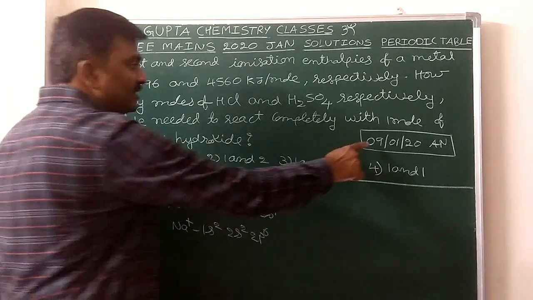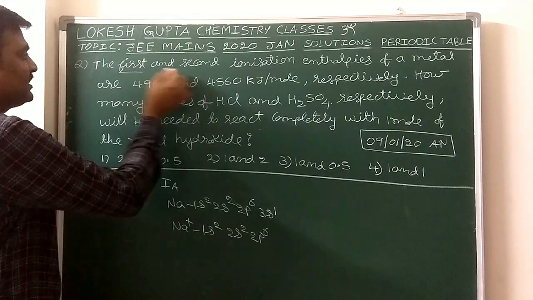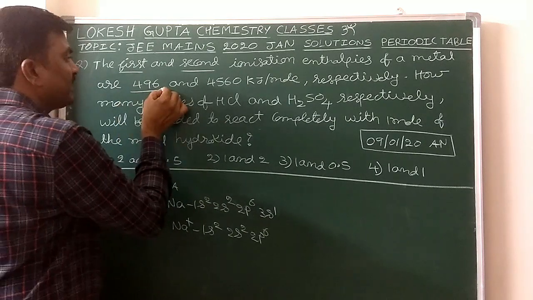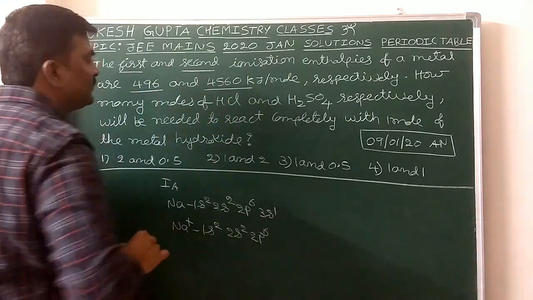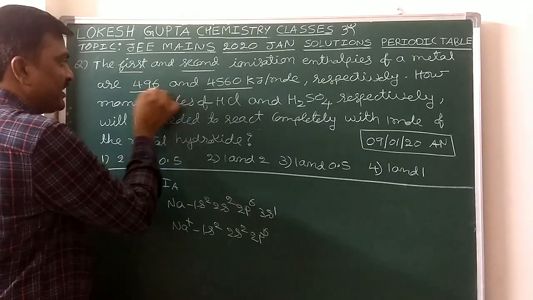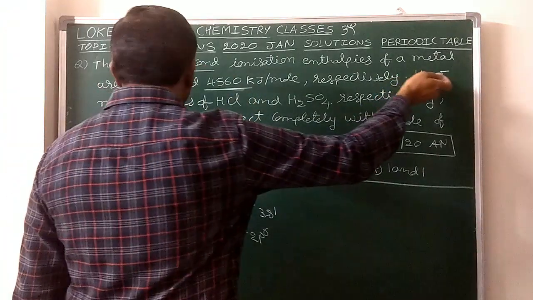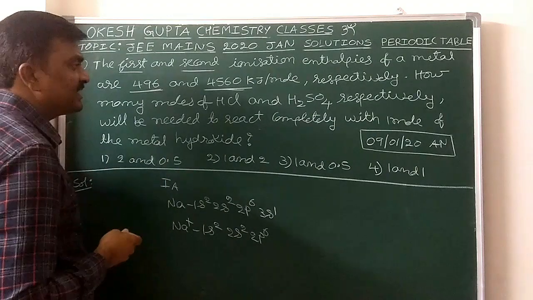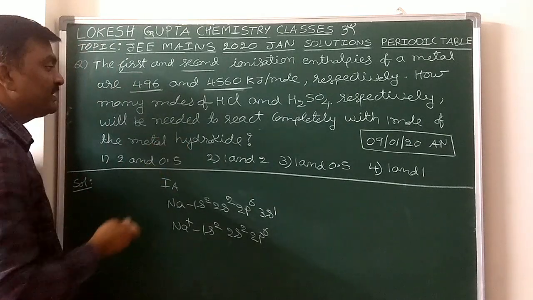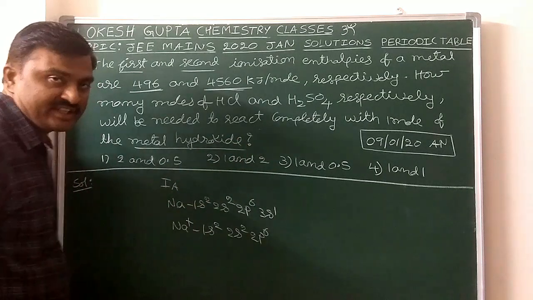This question was given on 9th January afternoon. Now the question is, the first and the second ionization enthalpies of a metal are 496 and 4560 kilojoules per mole respectively. See, from IP1 to IP2, a 10 times increment is there. Next, how many moles of HCl and H2SO4 respectively will be needed to react completely with 1 mole of the metal hydroxide.